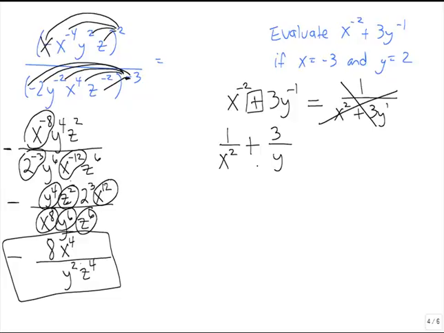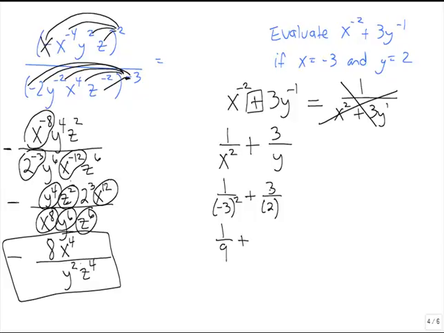And remember, when you're substituting in values, always use parentheses. So I'm going to substitute in negative 3 for this x, using parentheses, and I want to square the entire value of x, and that includes the negative. That's why those parentheses are important. Then for y, I want to substitute in a 2. So when I square the negative and the 3, this becomes 1 over 9, and notice that that's positive.